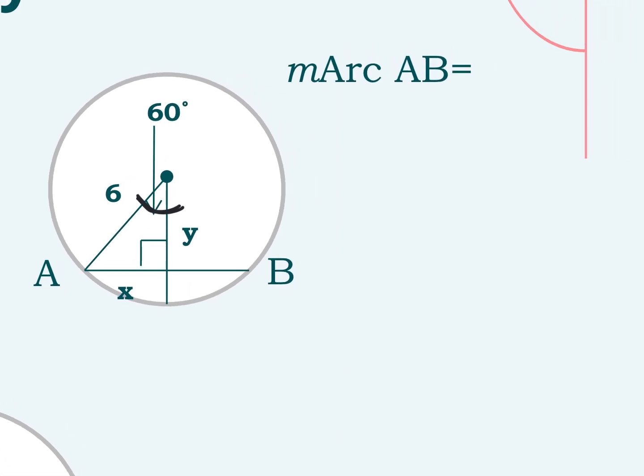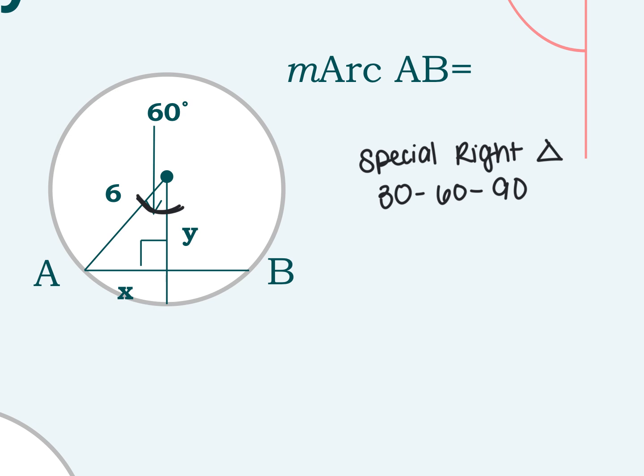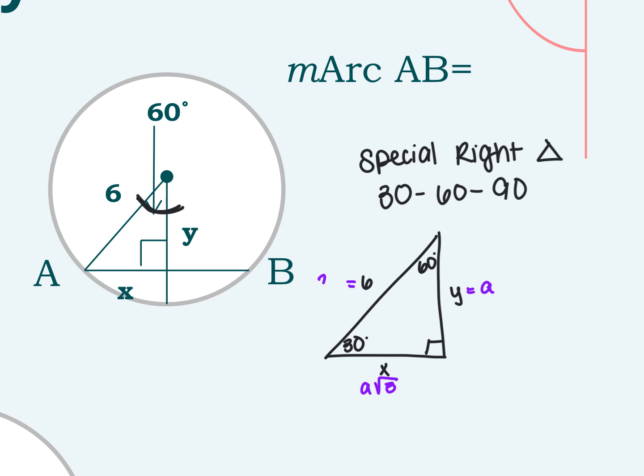What do I know about this? Good, I have a special right triangle. I have a 30, 60, 90 triangle. So I'm going to go ahead and draw my triangle and just label what I know. We have 60 right here. We have 30, and I have 90. So they're giving me 6. I'm solving for Y, and I'm solving for X. Labeling what I know. Opposite of 30 is A. Opposite of 60 is A radical 3, and opposite of 90 is 2A.